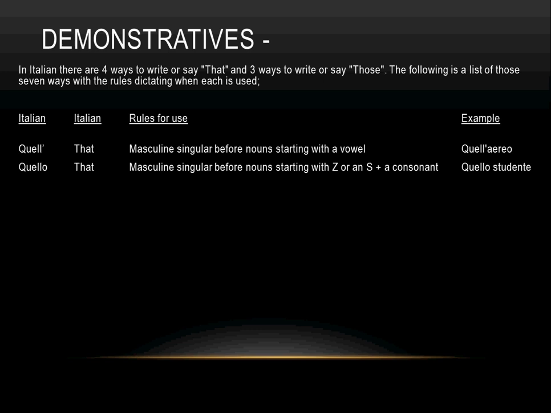Quello is what you would use for the nouns that you would use lo for, the masculine singular noun starting with a Z or an S plus a consonant. So once again, it's QUE plus the L plus the definite article, LO. So studente, student, with the definite article is lo studente. With this demonstrative, or the word for that, is quello studente. Are you seeing the parallel?